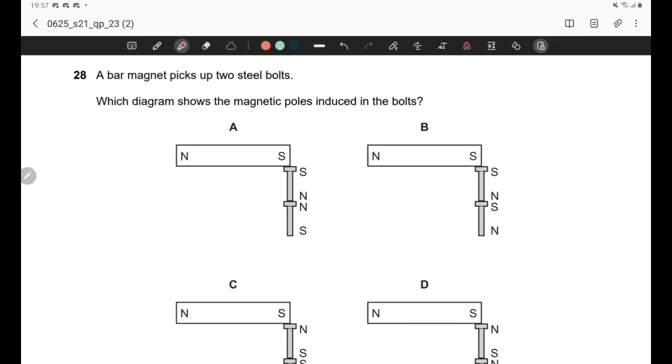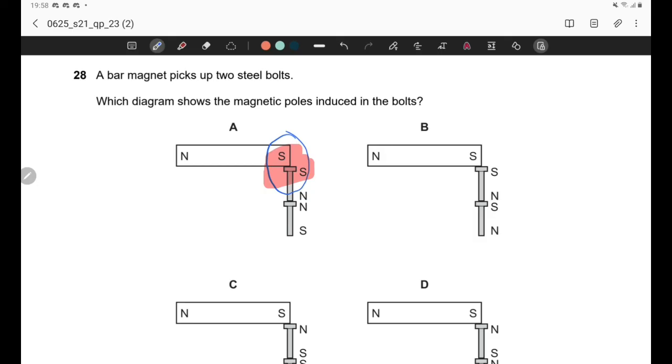Question 28. A bar magnet picks up two steel balls. Which diagram shows the magnetic poles induced in the balls? So we can look at option A, where you can see the south pole of a bar magnet attracts the south pole of a steel bolt, which is not possible. As we know, only opposite poles attract, but here south and south are the same poles, so they will only repel. Therefore option A is not possible.